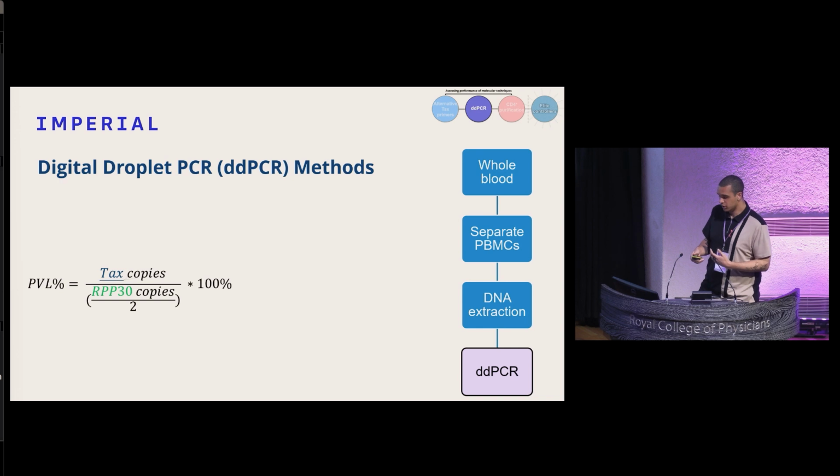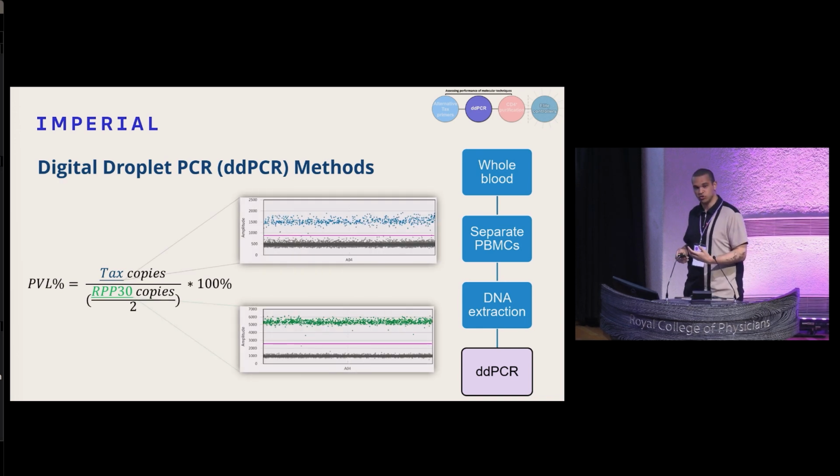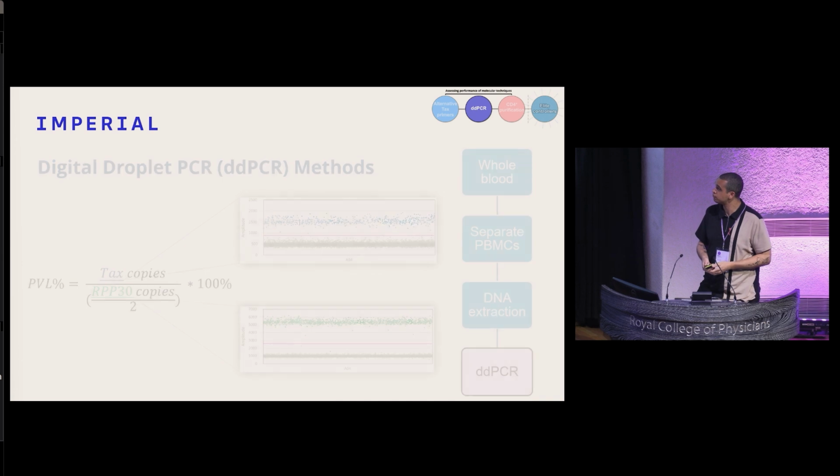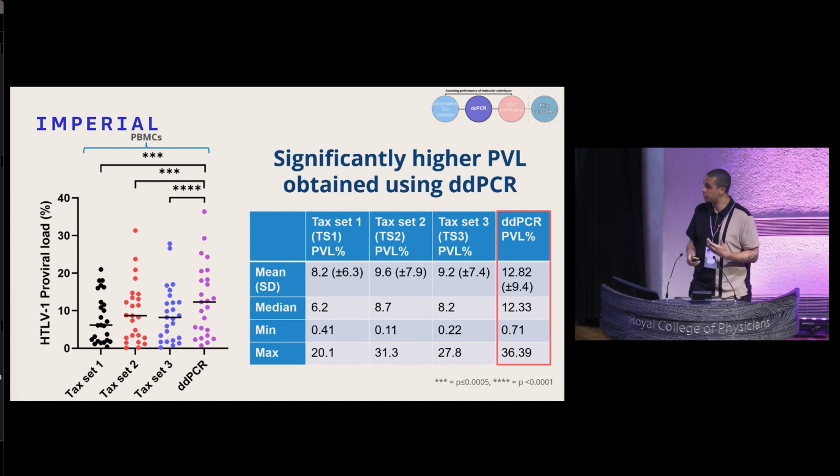Now, if we look at the digital droplet PCR, this was done in the same way as the qPCR, with the only notable difference really being the housekeeping gene used. Now, if we then add the digital droplet PCR results, we can see that we're getting a significantly higher proviral load obtained using digital droplet PCR compared to both the routine TAX set and also to these two additional TAX sets I've mentioned.